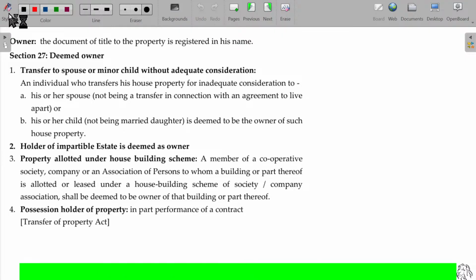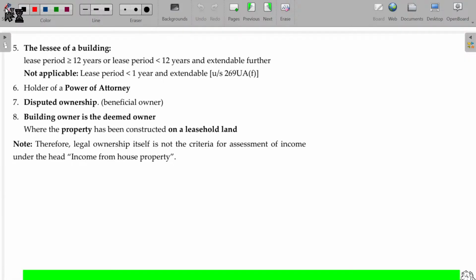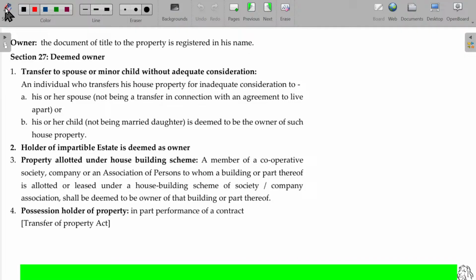Registered owner, beneficial owner, everything we studied. Section 27 gives a list of 8 items called deemed owner. The property may not be in their name, still they are owners for paying the tax and all. To calculate the income from house property, these deemed owners will be responsible.